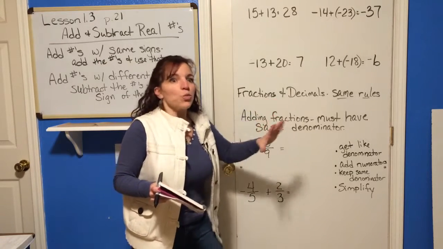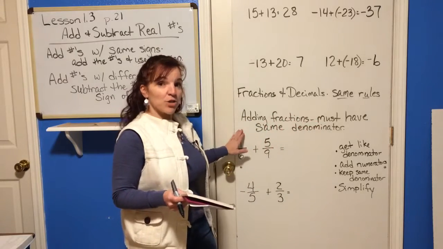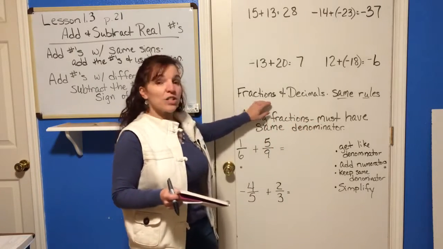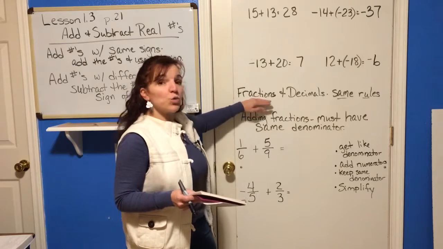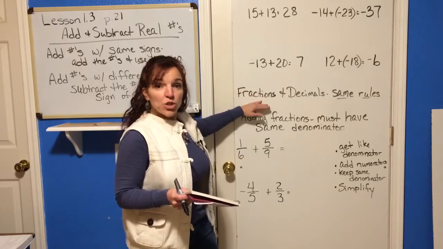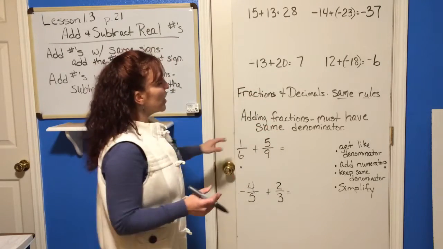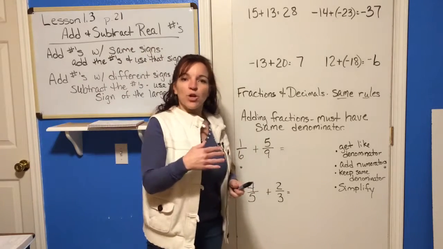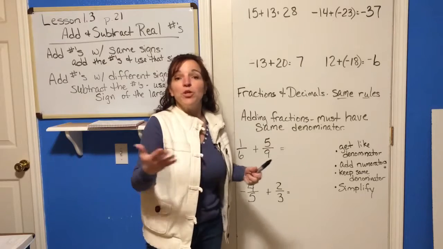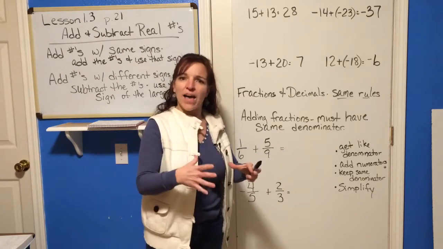So you need to learn the rules for adding and subtracting fractions as far as getting like denominators and lining up decimals. But as far as the signs, the positive and negative signs are concerned, those rules are exactly the same. So let's just do a couple of fractions. When you're adding fractions, you've got to have like denominators. The reason for that is the denominator of a fraction tells you how big your piece is. How many pieces did I cut my pie into?